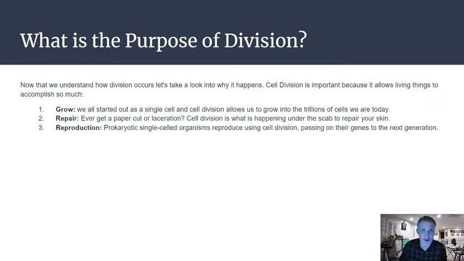And then reproduction. Prokaryotic single-celled organisms reproduce using cell division, passing on their genes. We do a special type of cell division called meiosis, and we'll talk more about that next week.